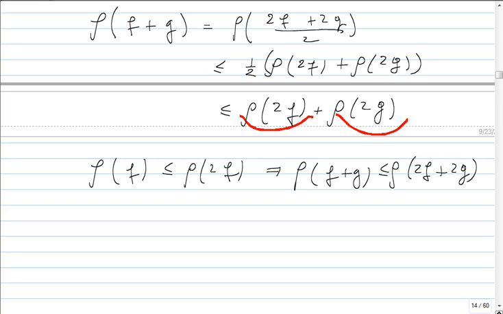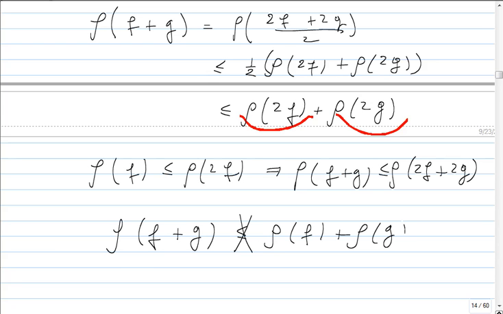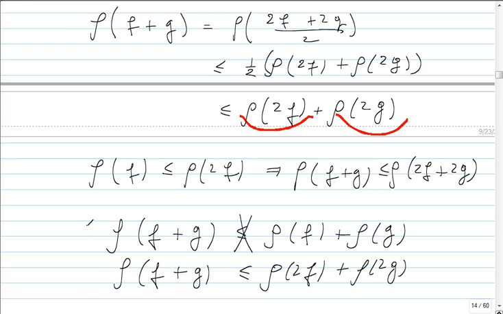So now we don't have what? We don't have the triangle inequality. That's not true. But we do have something not far, rho of f plus g less than rho of 2f plus rho of 2g. Excellent.